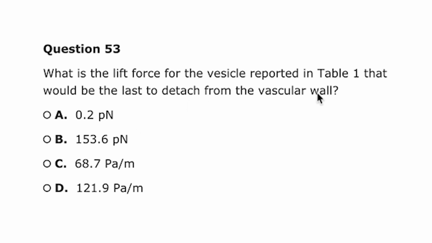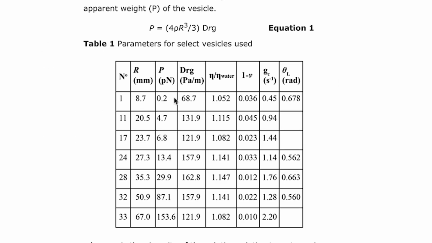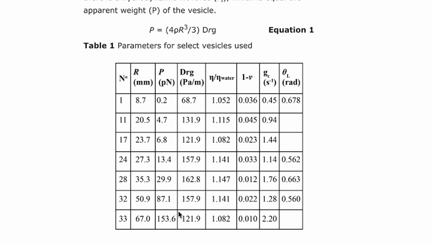So what is the lift force for the vesicle reported in table 1 that would be the last to detach from the vascular wall? I think it'd be too easy to go, it's 153.6, which is the apparent weight, because that's what that is, and it's in piconewtons. Piconewton, like a millimeter sort of thing, like our millinewton. I'm assuming it's going to be too easy to just pick that number because it matches. So I'm not going to.